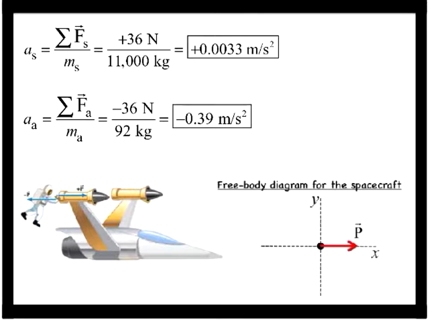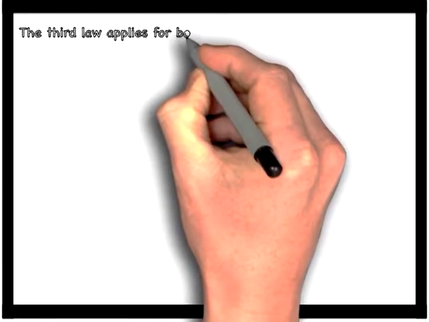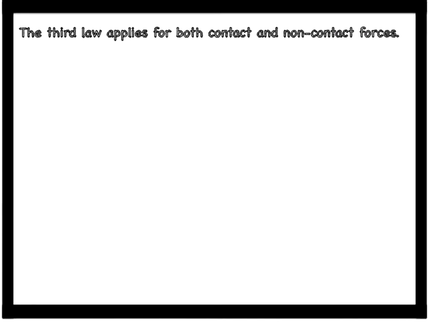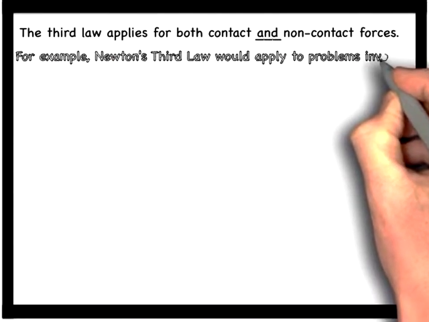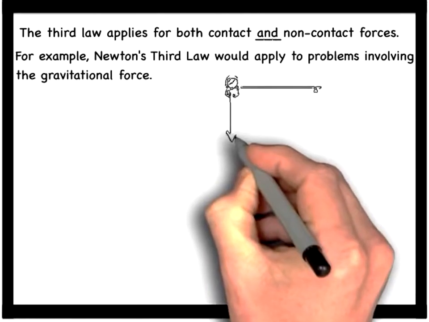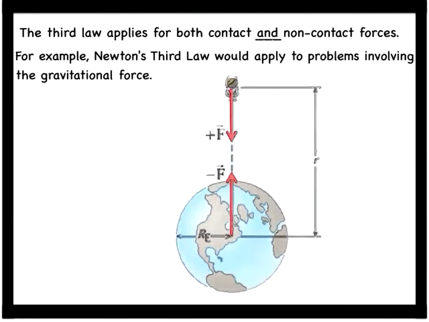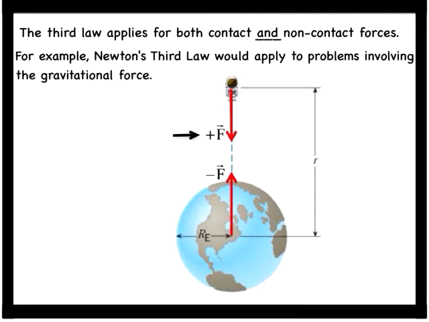Here we have shown an example using Newton's third law to analyze contact forces between two objects. However, the third law applies equally well for non-contact forces too, such as gravity. Imagine an astronaut in orbit around the Earth. The Earth exerts a force on the astronaut, pulling her toward the center of the Earth. And by Newton's third law, the astronaut pulls on the Earth with an equal but opposite force.